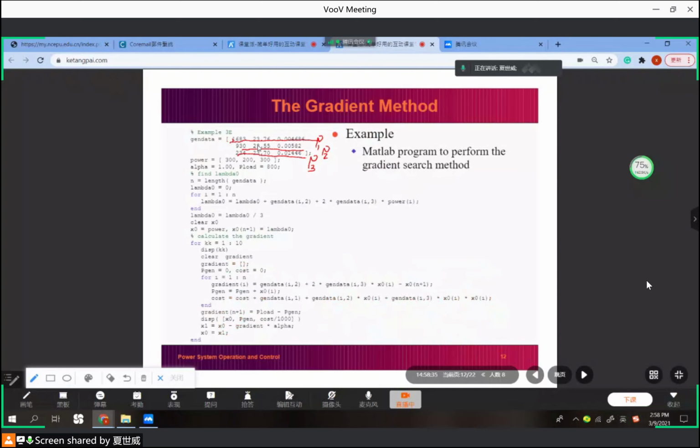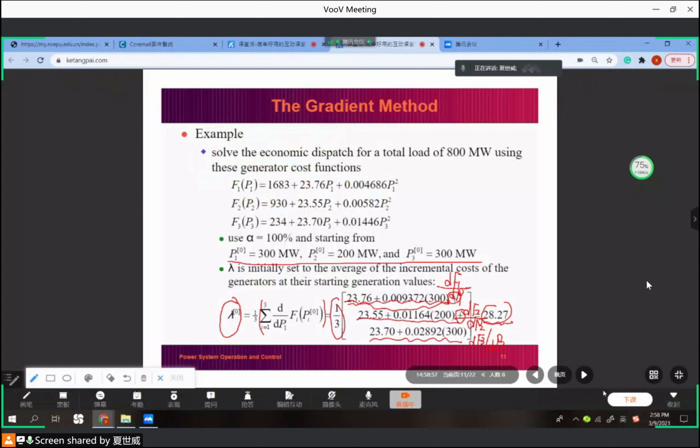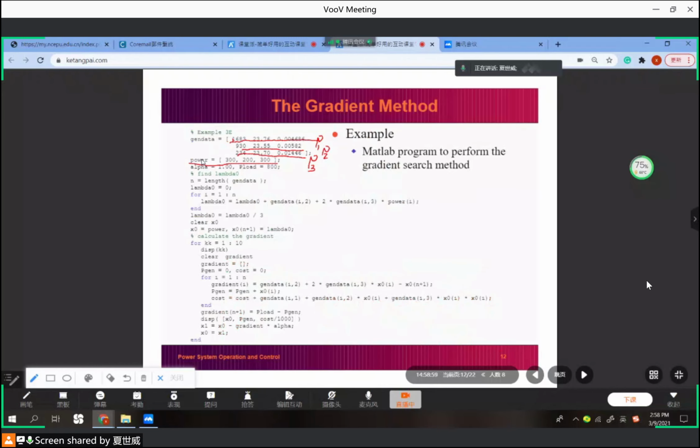When you make the program, you should keep in mind what the meaning of each coefficient is. So this is the constant term, this is the coefficient of the linear term, and this is the coefficient for the square term. We also give the initial values of P1, P2, P3: 300, 200, 300. Okay. This is the initial value of the power.